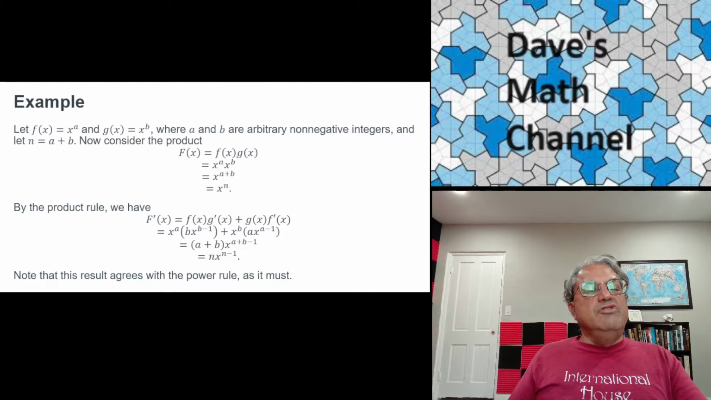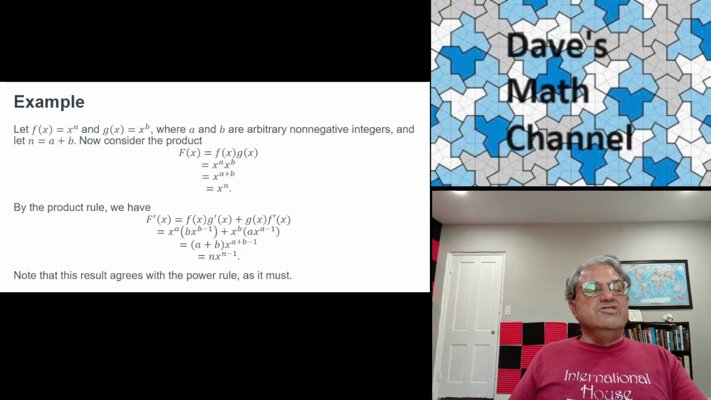Now we can simplify this sum. Notice that both terms are multiplied by x to the a plus b minus 1. Again, we're taking the product of two powers, so we're adding the exponents on both sides. I think you can see the exponent is a plus b minus 1. And the terms in front are a and b, so we're going to get a plus b times x to the a plus b minus 1. But remember, n is equal to a plus b. So we can write this whole thing as nx to the n minus 1.